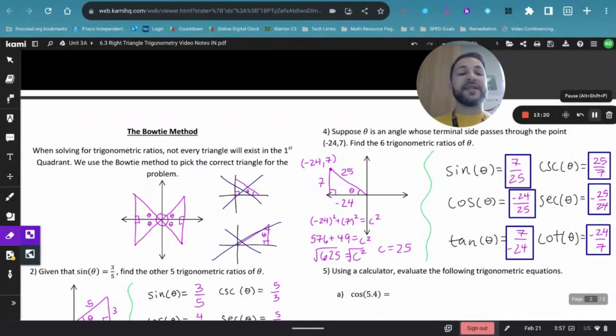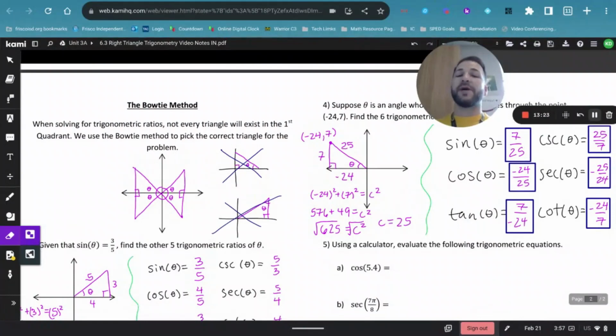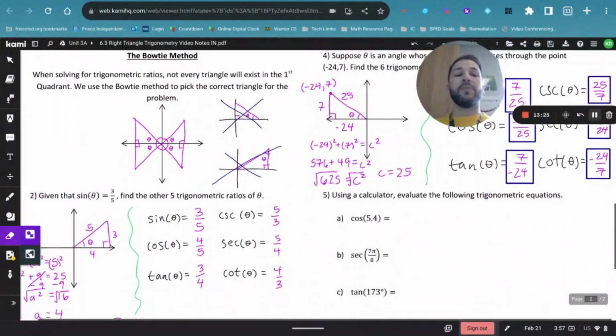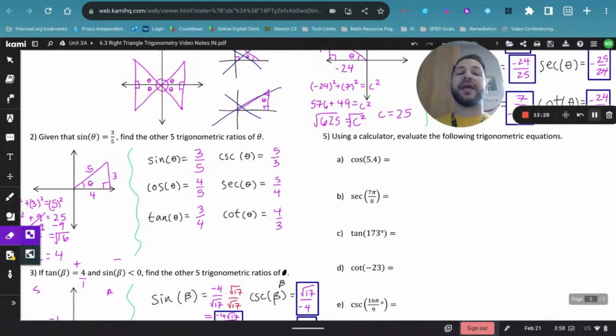And then last but not least, y'all, we're going to kind of pivot. We've done our bow tie method. Hopefully you feel pretty comfortable. We're going to pivot to something we did back in the beginning where we solved cosine, secant, tangent, and cotangent, and that sort of stuff.